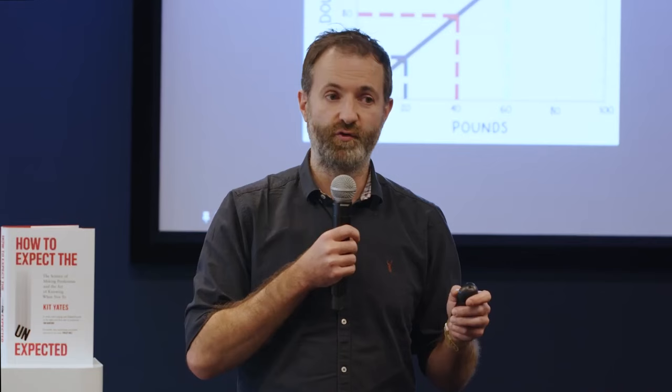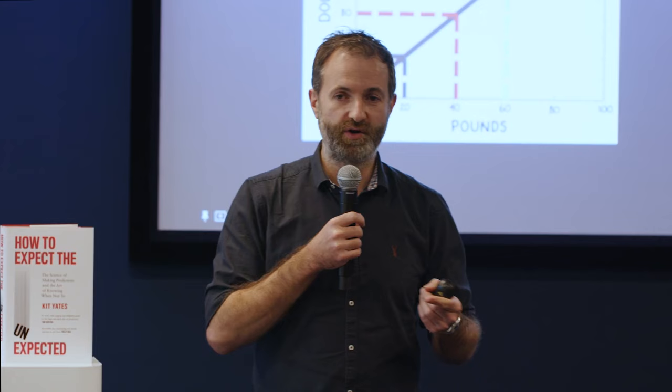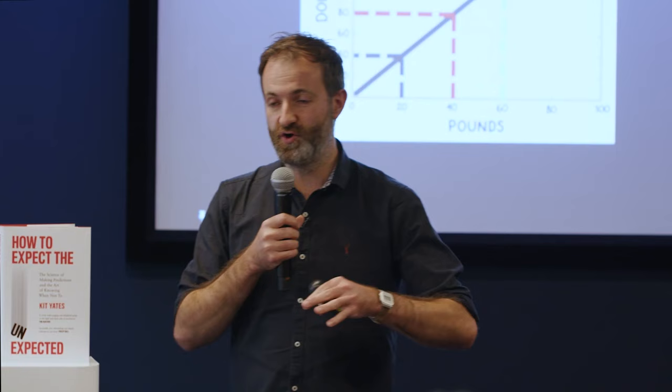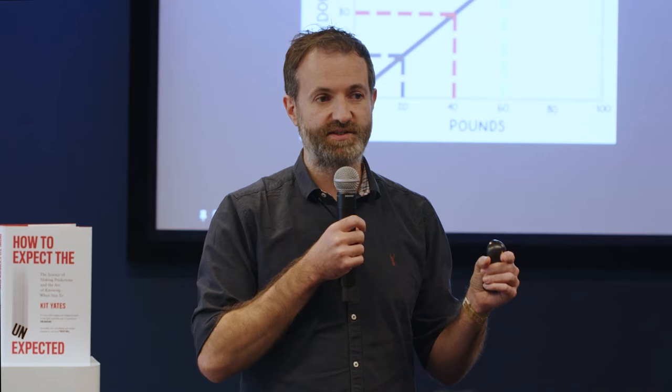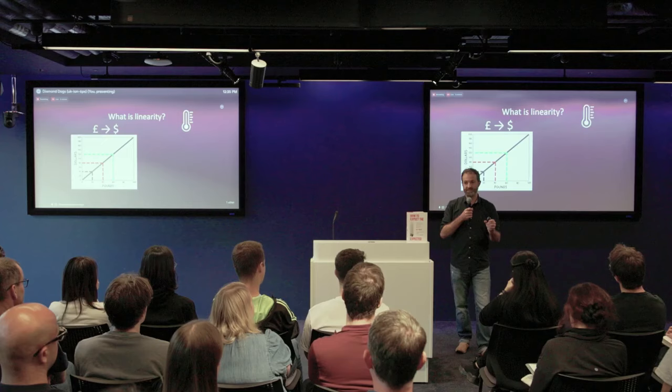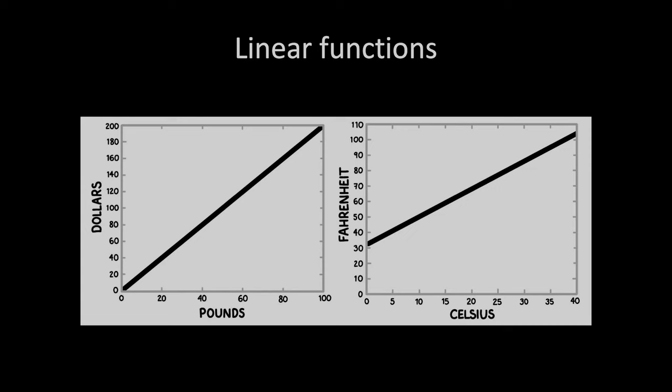So, for example, we have two temperature scales in the world, and when I say in the world, I mean everyone in the world uses Celsius except for America, who uses Fahrenheit, okay? And if you want to convert between those two, then it's a linear relationship because every degree Celsius is worth 1.8 degrees Fahrenheit. So if I have a fixed change in the degrees Celsius, then I have a fixed change in the degrees Fahrenheit. So here's the graph. Again, it comes out as a straight line. That's the essence of a linear relationship.